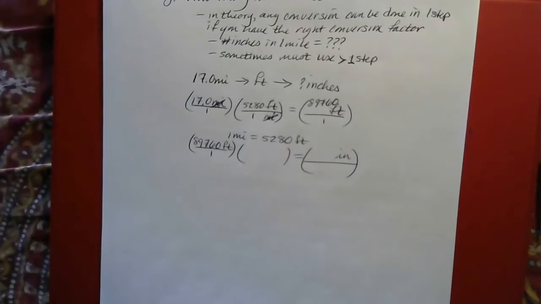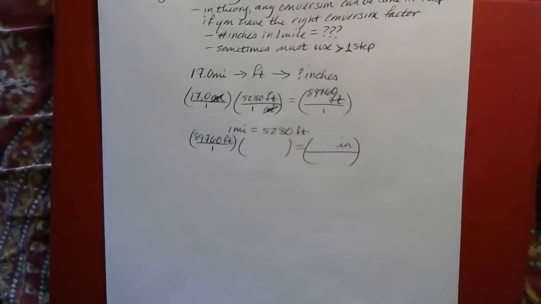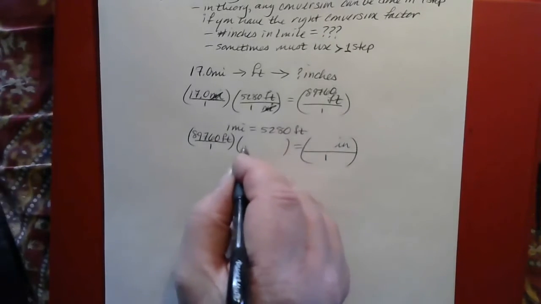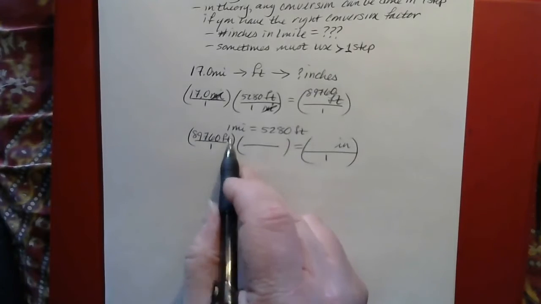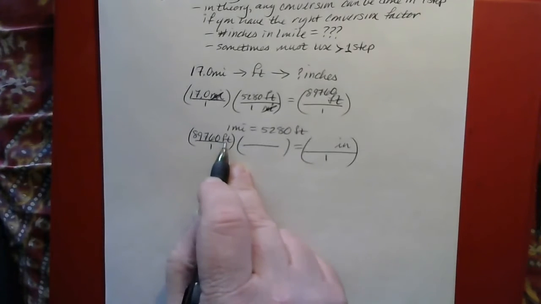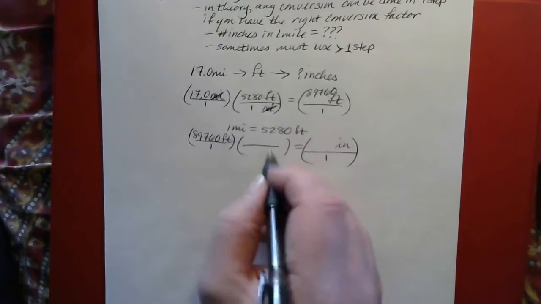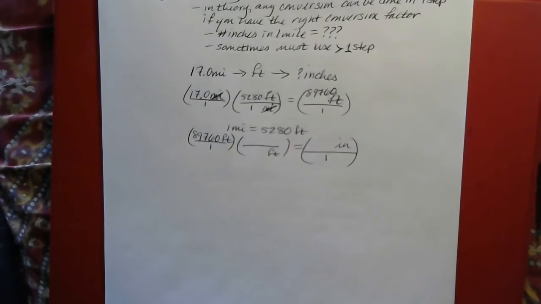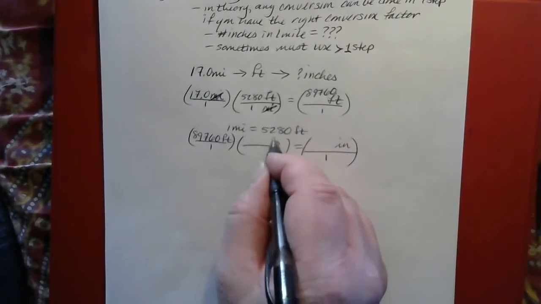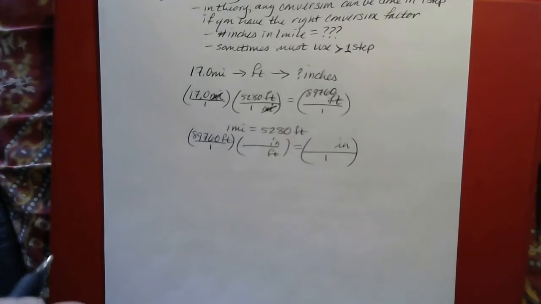Again, the starting quantity can be considered to be itself over 1, 89,760 feet over 1. And the answer in inches can also be considered to be in the numerator divided by 1. And for the conversion factor, we're going to want the relationship between feet and inches. Of course, 1 foot is 12 inches. But remember where we place them. If feet is in the numerator, then we want feet in the denominator of the conversion factor, so they'll cancel. And we want inches in the numerator, so that's what we get as the answer.